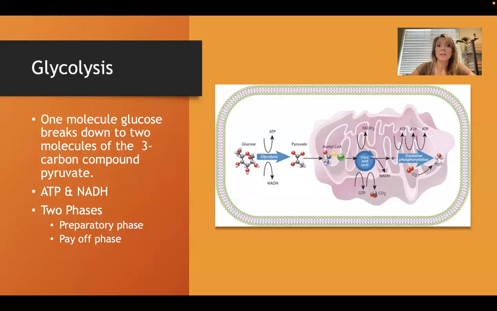We'll see acetyl-CoA, which is used in the citric acid cycle. We're going to see oxaloacetate, which is also used in the citric acid cycle. And then we'll see alanine, which is used in transamination reactions.